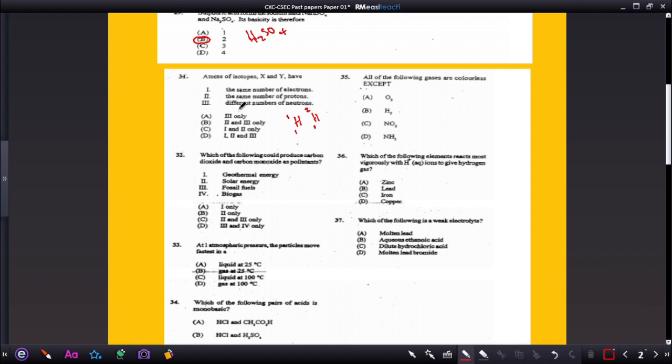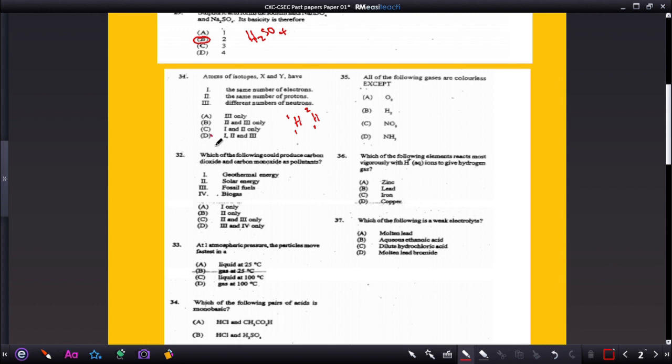Right? The same number of electrons, true. The same number of protons, true. Different number of neutrons. As I can see, the neutron numbers are different. And remember, the mass number is made up of the number of protons and the number of neutrons. So in essence, it is the neutron that is different in isotopes. So it is 1, 2, and 3.